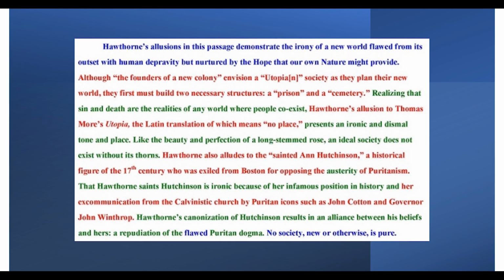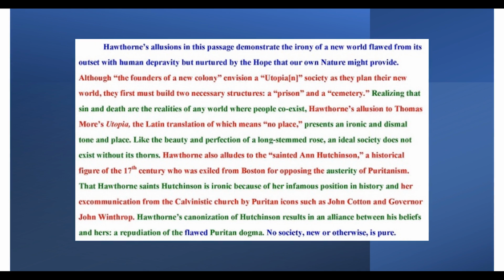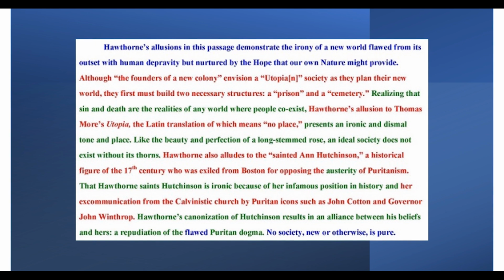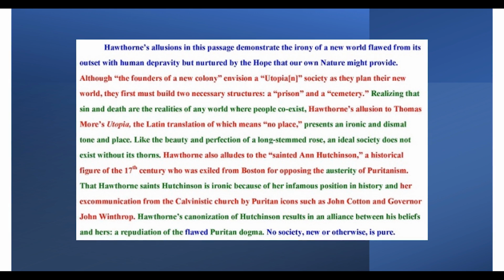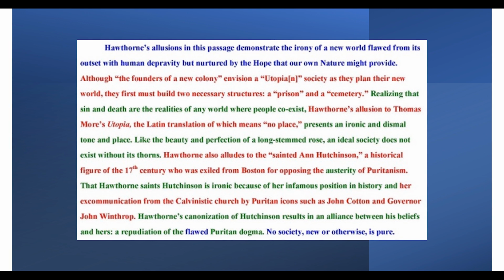Although the founders of a new colony envision a utopian society as they plan their new world, they first must build two necessary structures, a prison and a cemetery. This sentence came directly from the text. Now here comes my commentary. Realizing that sin and death are the realities of any world where people coexist, Hawthorne's allusion to Thomas More's Utopia, the Latin translation of which means no place, see, that's concrete detail right there. I'm weaving my concrete detail in my commentary now. Presents an ironic and dismal tone in place.